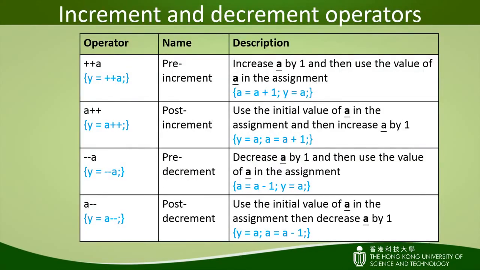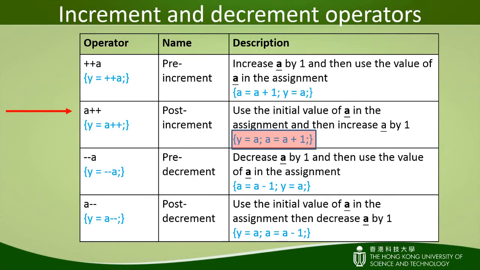Let's use the table here to summarize the value and the effect of the increment and decrement operator. The first one, ++a, will first increase a by 1. If it is used together with an assignment statement, the increased value of a would then be used in the assignment. Notice that this is a two-step process. First increment, and then assign the resulting value to y. The second one is a++, which is a post-increment operator. It will first use the initial value of a in the assignment before increasing a by 1. Notice the difference between these and the previous one.